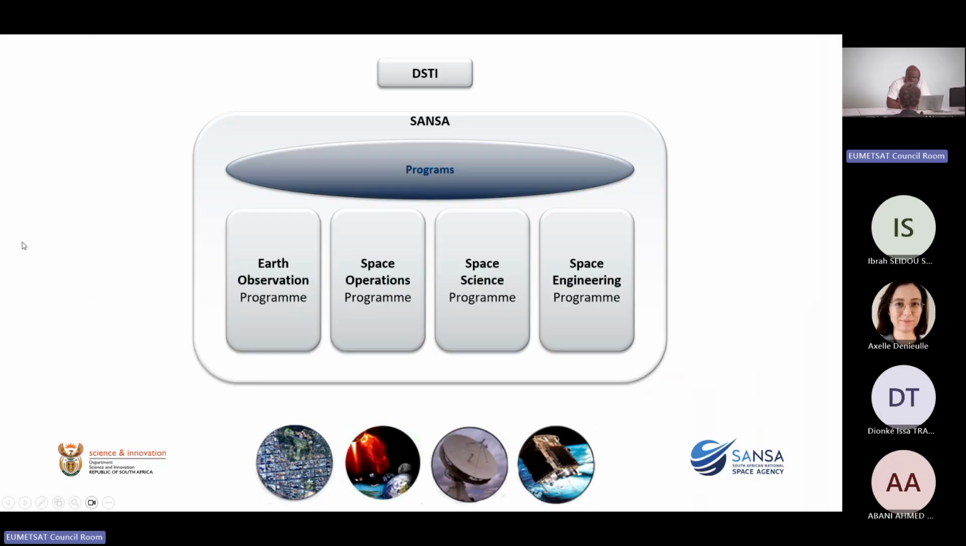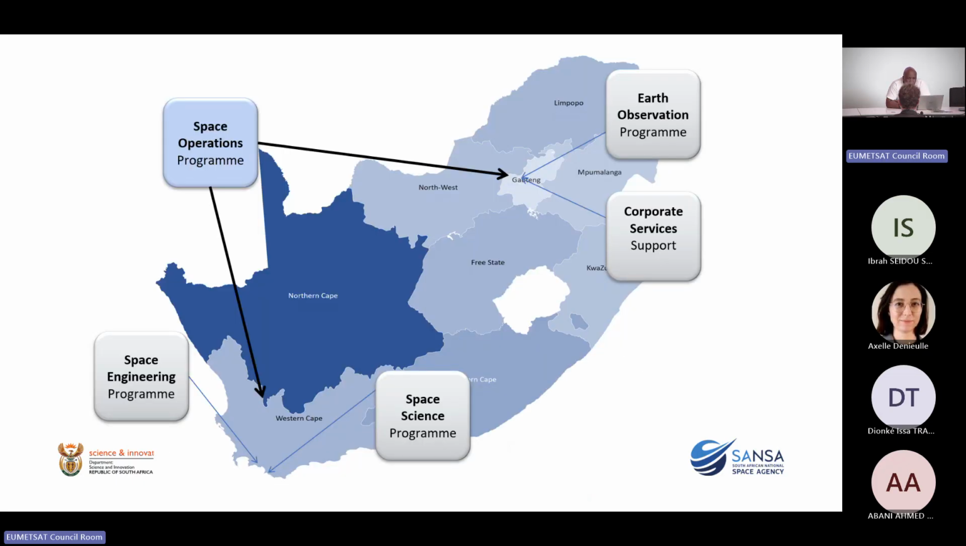Just to summarize, under SANSA we have 4 directorates: Earth observation, space operations, space science, and space engineering. For SEWA, 2 directorates are involved: Earth observation, which deals with the end product, and space operations, which is where the hardware is installed. Both directorates are in the Gauteng region. It is extending to the Western Cape currently for deep space operations.